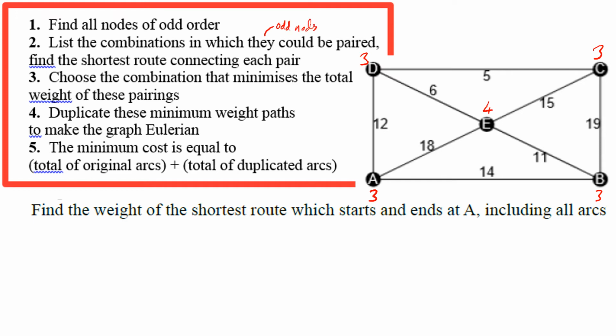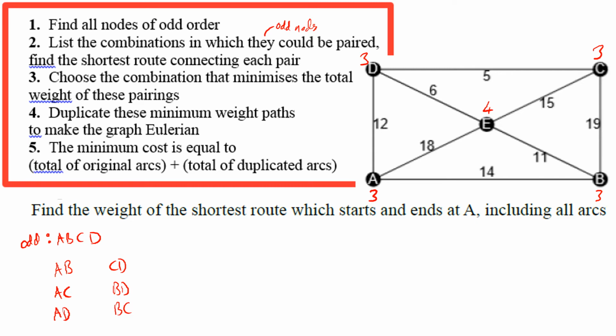So the odd nodes were A, B, C, and D. And we have to think about all the possible ways we could combine these together. So we could combine A with B and C with D. Or we could combine A with C and B with D. Or we could combine A with D and B with C, and that should be all the combos we could do. And we want to find the shortest route that connects each pair.